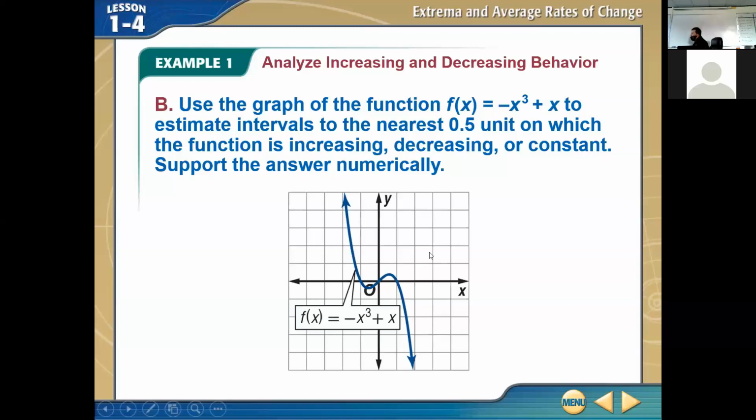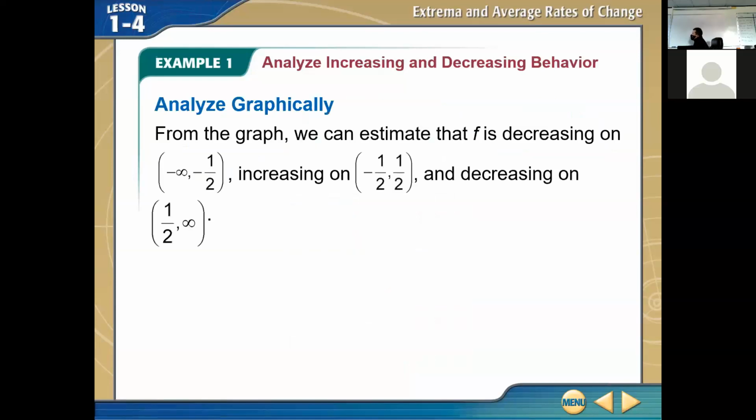So this one, our table's got to be a little bit bigger. I'd still want to be strategic with the points that we're plugging in, but we're going to have more numbers because we have two extremal points. So from the graph, it looks like from negative infinity to negative 1/2, we're decreasing, increasing from negative 1/2 to 1/2, and decreasing again from 1/2 to positive infinity. Once again, because it has two extremal points, two points where it switches from decreasing to increasing.